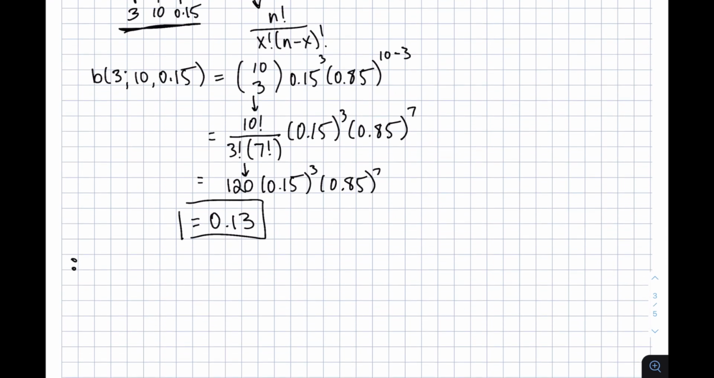So we can say the probability that 3 of the next 10 parts are defective is 0.13.